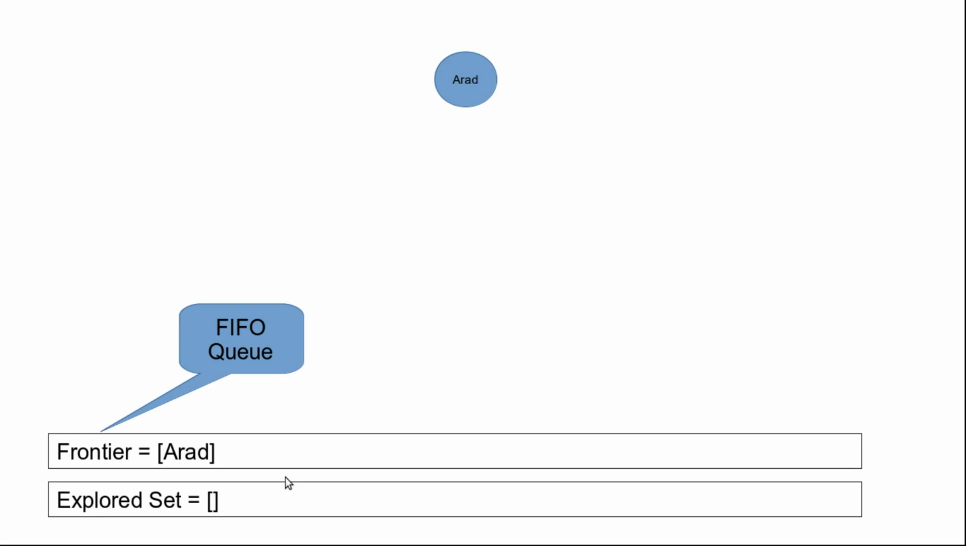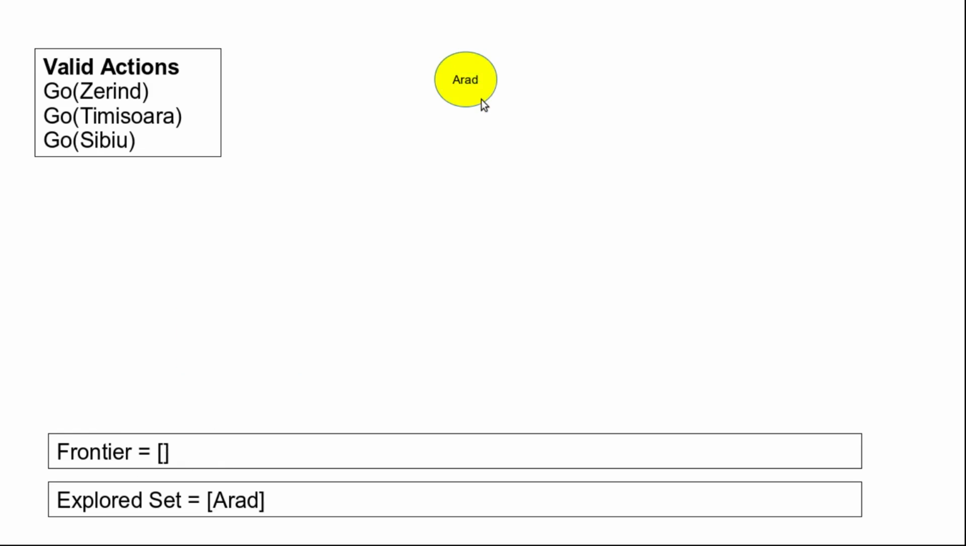Now BFS has to select a node that needs to be expanded. Since the frontier list is a FIFO queue, the node that is in the front of the list will be selected for expansion. In this case, we have only one node, Arad, so Arad will be selected for expansion. As we select Arad for expansion, it will be removed from the frontier list and put into the explored set.